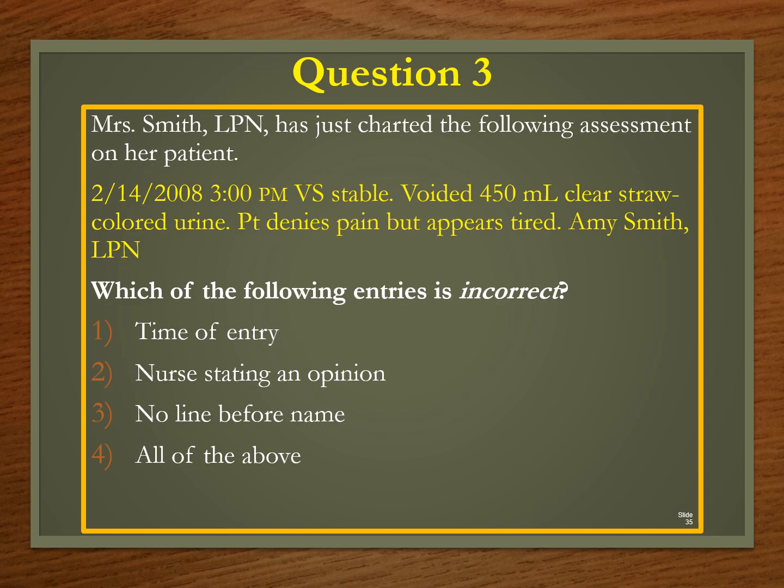No line before name. When you finish your entry, now, computer charting, your name is automatically put in for you. When you handwrite entries, you put a line from the last word to your name. You put a line. That shows that you're the one that wrote that. But again, this is only on handwritten notes. Computer, when you put a note in on the computer, your name automatically is populated.